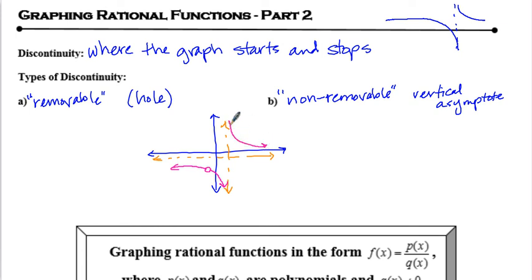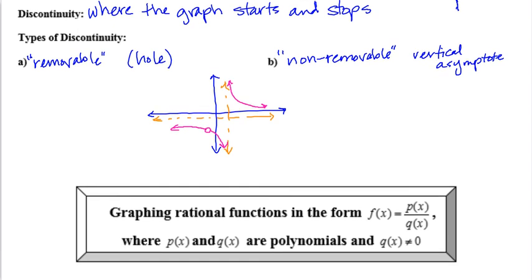Okay, so we saw 2 different types of discontinuity. We saw a removable discontinuity, this hole right here, and we saw non-removable discontinuity, this vertical asymptote right here. So those are the 2 different types of discontinuity. You'll need to understand those. And we're going to see how that plays out here.